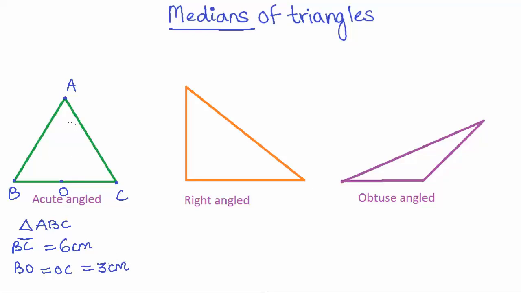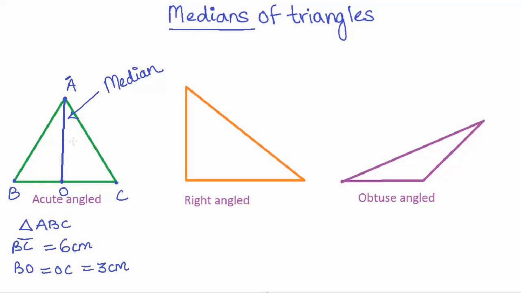Okay, and in the next step what we do is we connect the opposite vertex, that is A over here. So what we do is we drop a straight line from A to O. Then this line that we have drawn over here is known as a median. This is one of the medians of the triangle ABC.